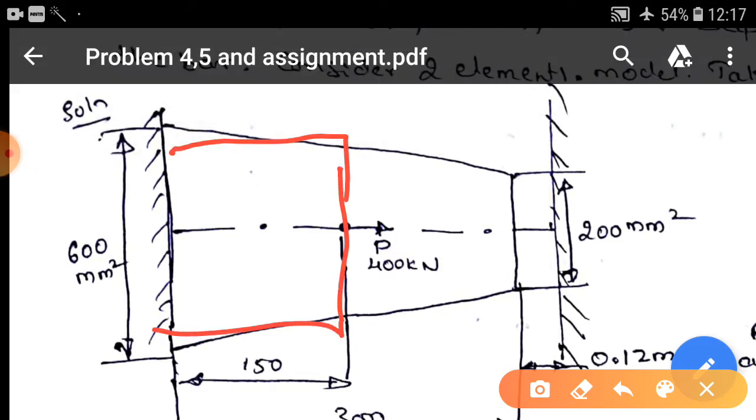This is the first element which will be generated, and this is the second element.